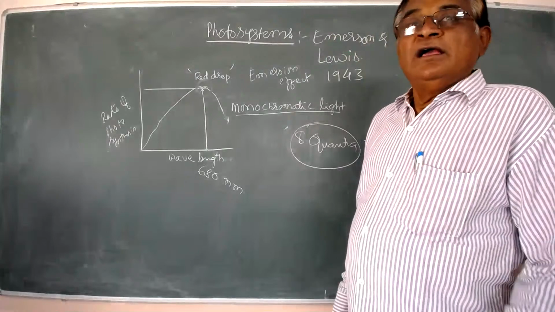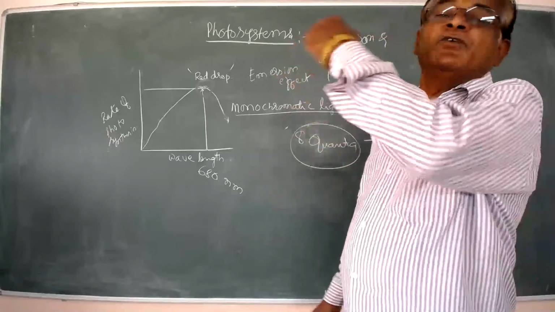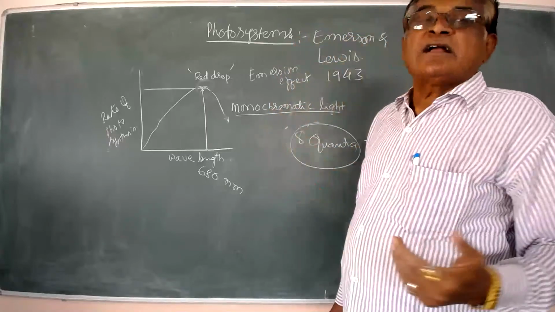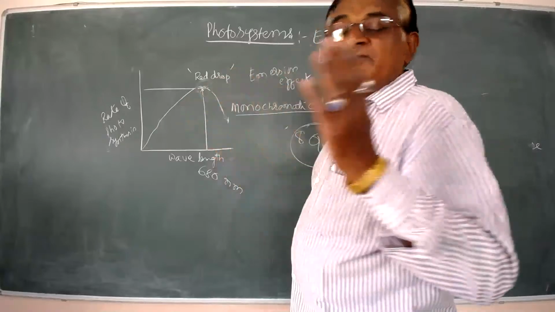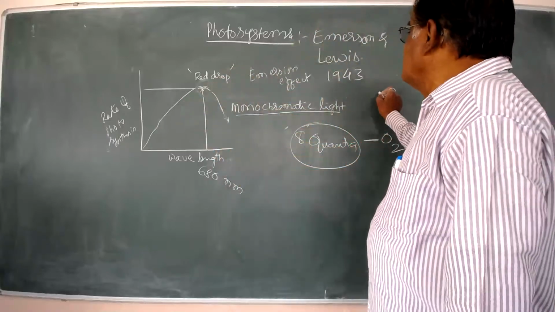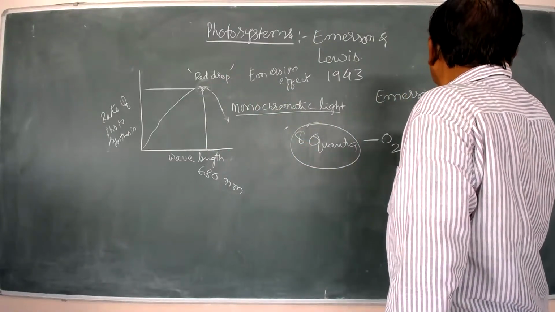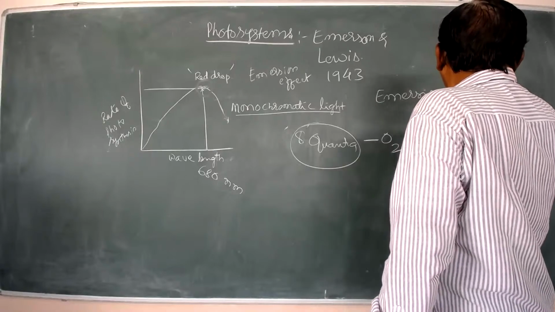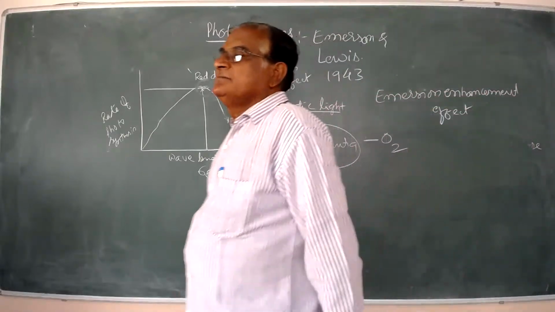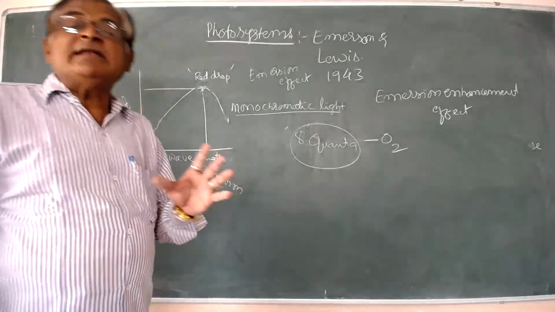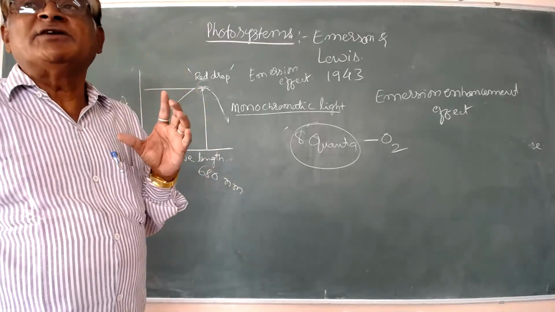And later he calculated with the combined effect of different wavelengths, that is 680 as well as the combined short and long wavelengths. Then there was an enhancement of photosynthesis. That he called the Emerson enhancement effect. So Emerson was the first man to explain about the photosystem.